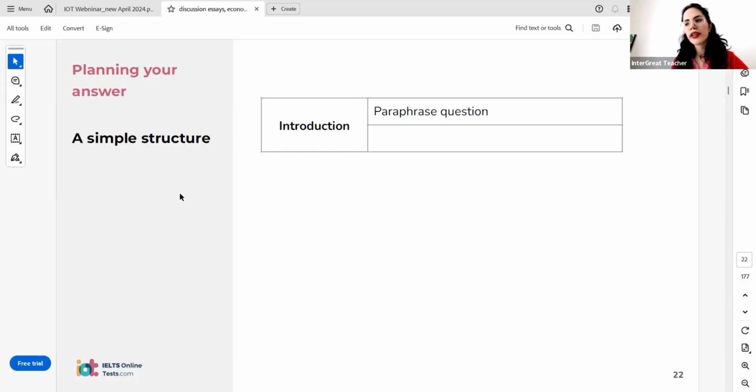Of course, you can also write a general statement, the so-called hook, but I don't recommend that because more often than not, students write general statements which are not directly related to the topic. And imagine your very first sentence is off topic, which means probably the rest of the essay is not going to be related to the topic. That's what I mean when I say off topic. So, simply put, just paraphrase the question in your own words. That is, say the same thing as the question in your own words. We are going to learn the techniques in a minute.